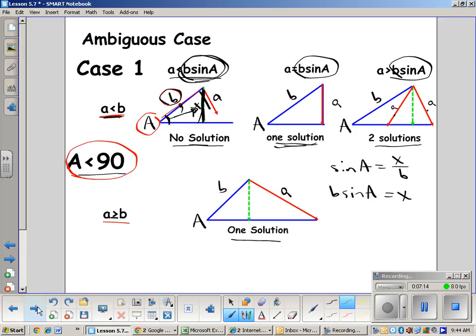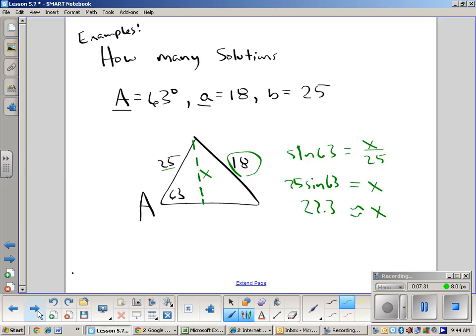When A is longer than this side, there are two solutions. When A is equal to that side, there's one solution. When A is less than that, there are no solutions. So let's go back and see what we have again. We found this to be 22.3, and that's longer than 18, isn't it? So that means there are no solutions.